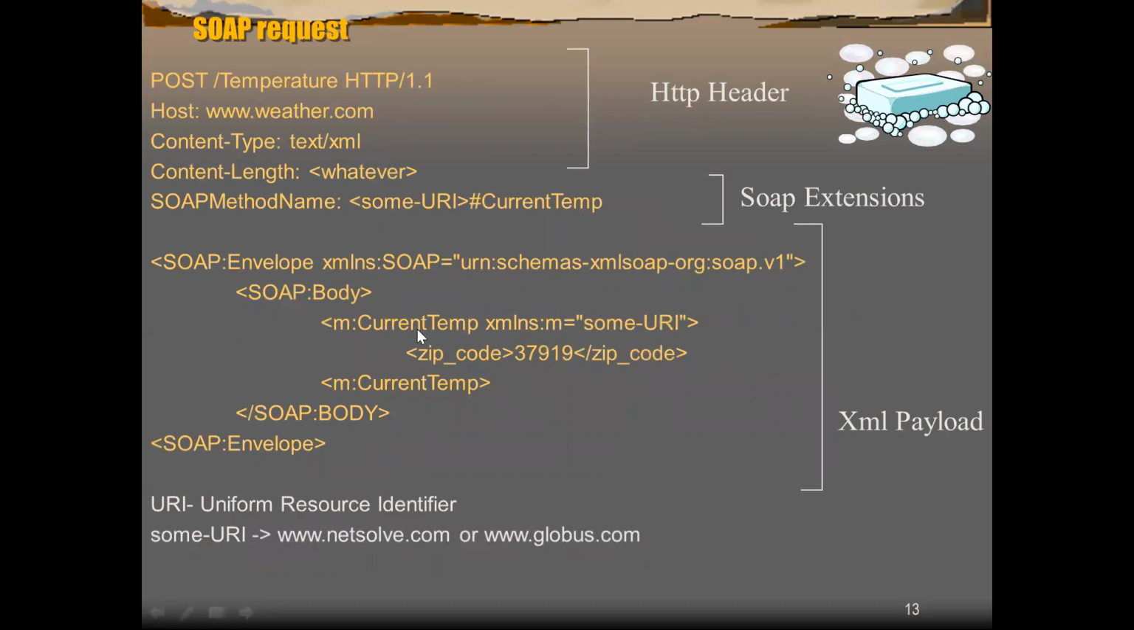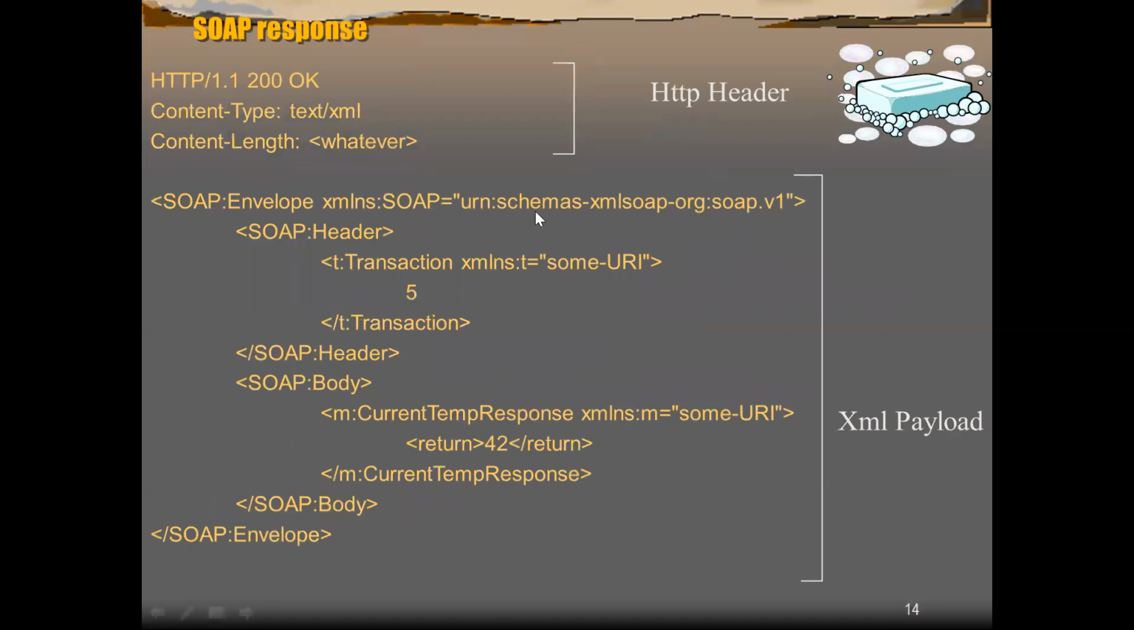And this is the structure of a SOAP request. As I told you, for SOAP there are two types of messages: one is a request message, another is a response message. So you have a header, you have SOAP extensions, and this is the payload information. This is the structure of a SOAP request message. You can look at the structure of the SOAP response. You have the header information and the payload. Payload is the actual data. As I told you, you have the SOAP envelope, the header, the body, and inside the body you have the response messages.